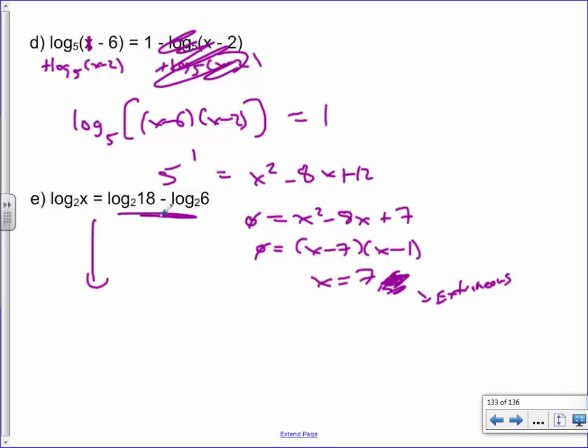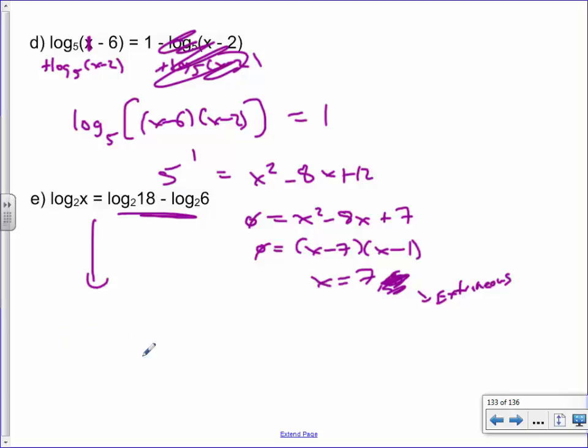So these two things right here, they're subtracted. What does subtract mean? If they're individually subtracted, then collectively you divide. Yeah. So you have log base 2 of x, and it equals log base 2, and I may as well just do this in my head. 18 divided by 6 is 3. This one's actually really easy. Now I can cancel the log base 2 of x. And x is 3. Too fast? Okay.